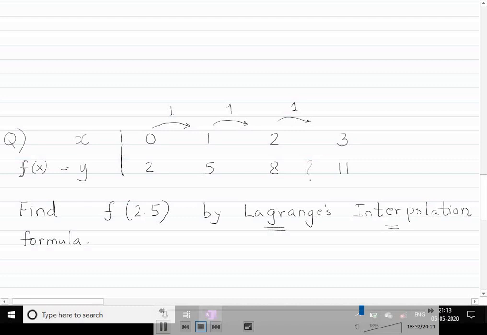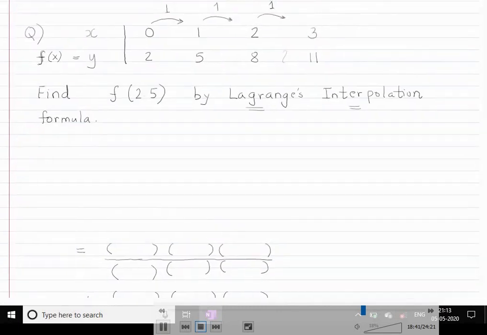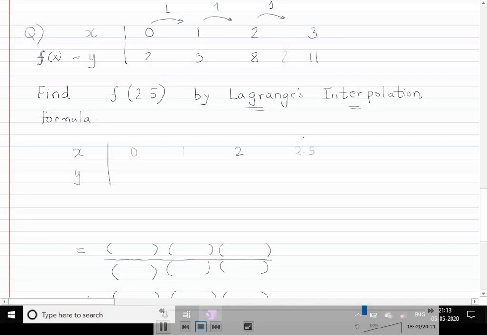Now let us fill this data in the table. So here I hope it's clear to all of you that 2.5 is going to work as our x0. So let me write it, x, y, 0, 1, 2, 2.5, which I'm going to find.